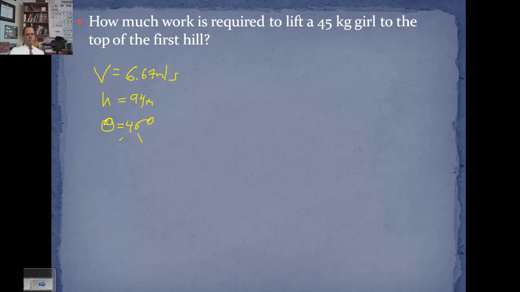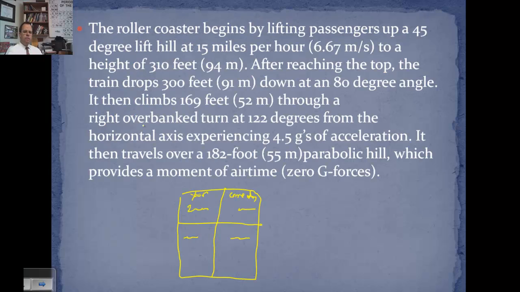We want to find the work. We can do work equals force times displacement, or we can do work equals change in energy. Now, in this case, we have the velocity of the roller coaster, the 94-meter hill, and the 45 degrees. So we know that at the top of the hill and the bottom of the hill, it's going to be traveling at a constant speed of 6.67. So what's really changing here is the potential energy.